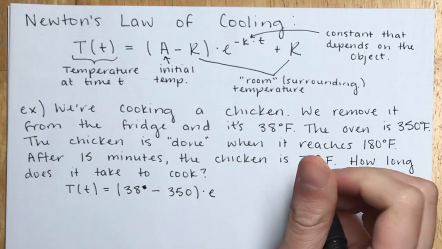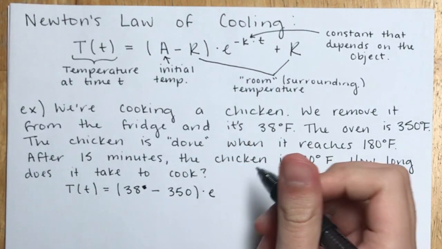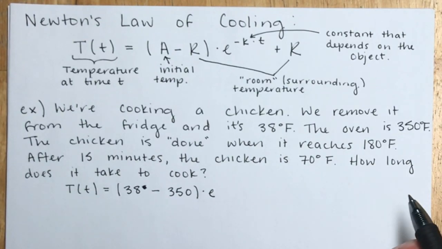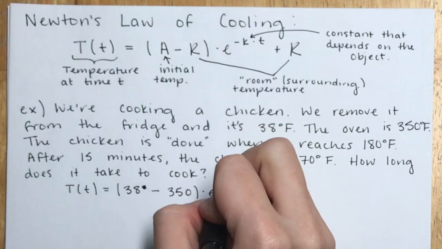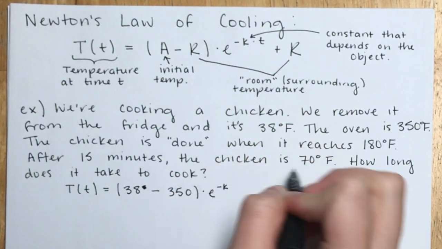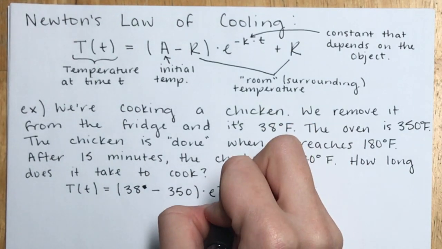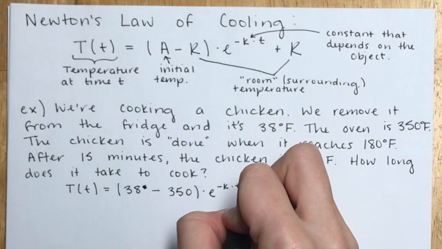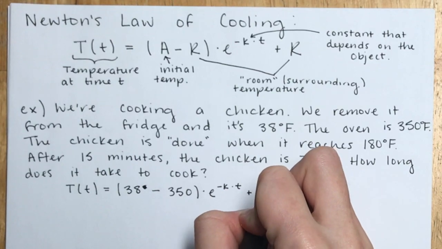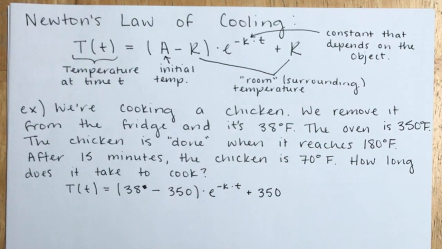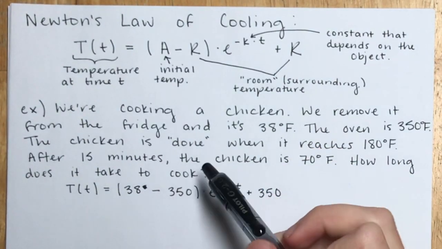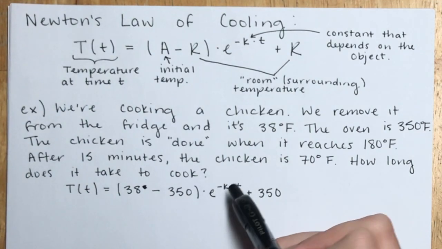times e to the negative k times t. Negative k is a constant, again, that depends on the object. It's not given to us here. So we don't know what that is yet. t, we don't know quite yet either. Plus 350. All right, so we need to figure out what k is here.